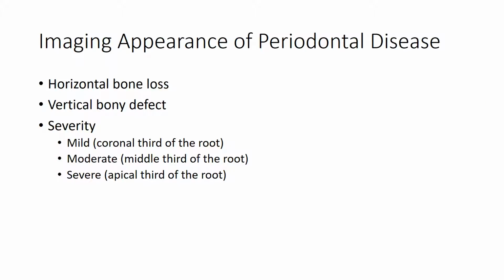The imaging appearance of periodontal disease is quite simple. There's either a horizontal bone loss or a vertical bony defect, and that's pretty much it. You can describe the severity of the bone loss as mild, moderate, or severe, depending on whether the bone loss from the crest extends inferiorly to the coronal third, the middle third, or the apical third, respectively.